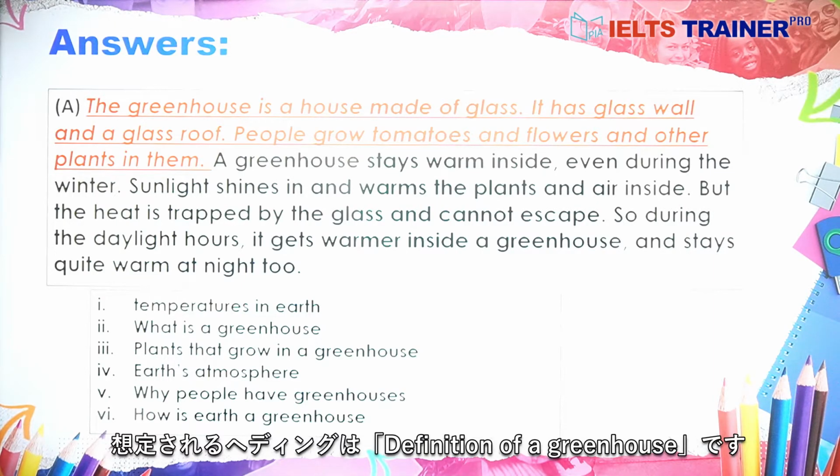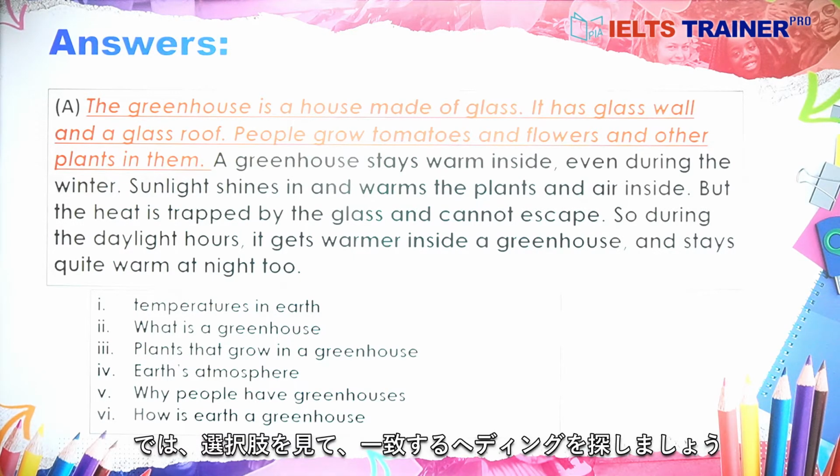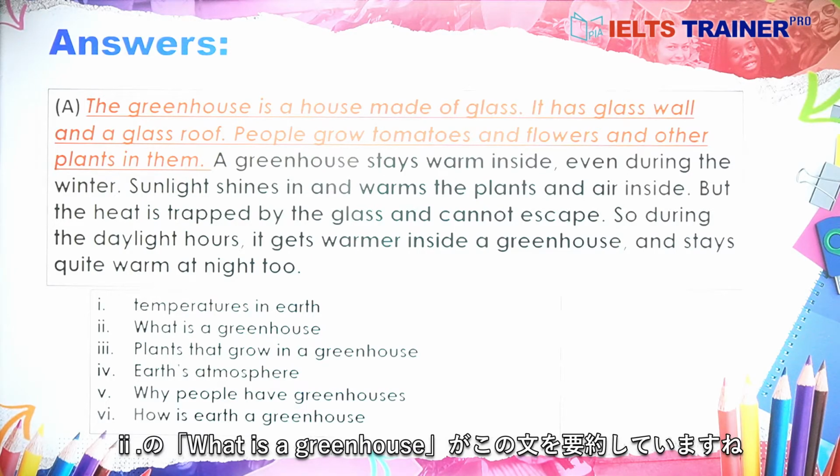For my own heading, I think it would be Definition of a Greenhouse. Now let us go to the options and look for a heading that matches what paragraph A is about. And there we have it. Option 2. What a greenhouse is. A heading that sums up what the 3 sentences convey.